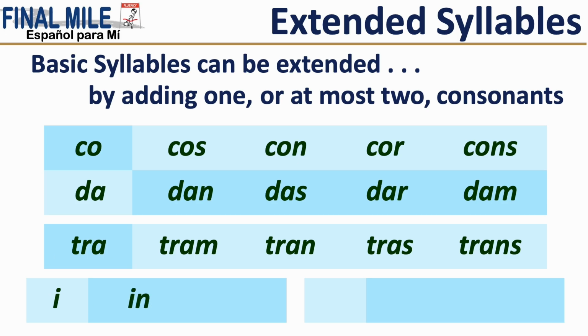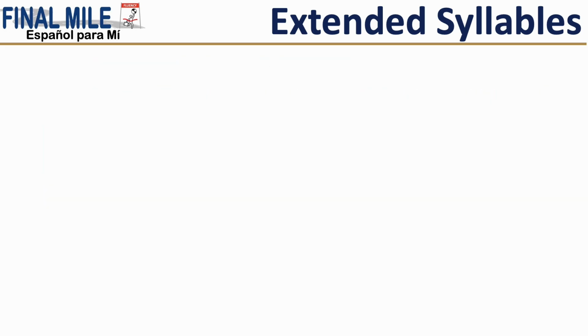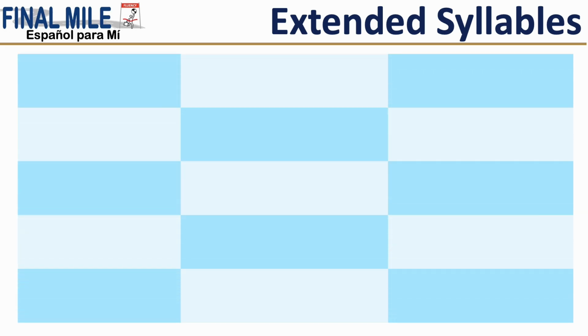Okay, a single vowel syllable. I, in, ins. O, os, obs. So we can extend the basic syllable by adding consonants to it. So we're going to figure out how to do that in just a moment. We're going to see some words with extended syllables.